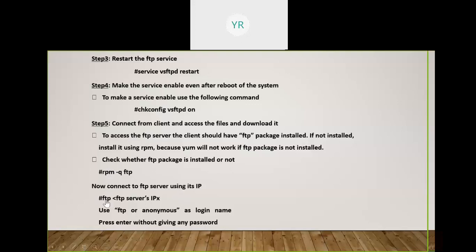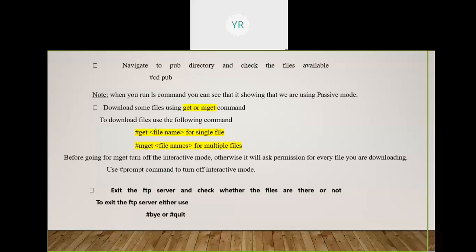Next, ftp and that server IP, and there it asks for a username. You will give ftp or anonymous. Here we are configuring the anonymous way. If it is a regular way of FTP, then you need to give the username and password of the FTP user. If it is the anonymous way, then when it asks for a password, just press the enter key, no need to give any password. Anonymous or ftp means it is a universal way of login.